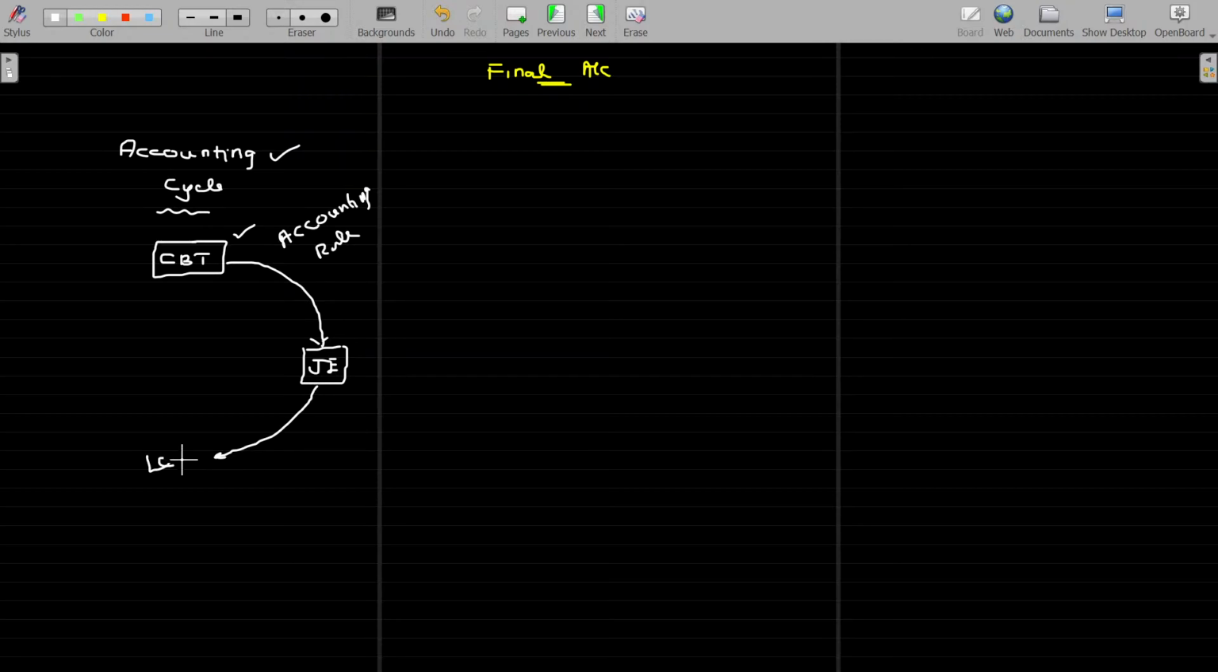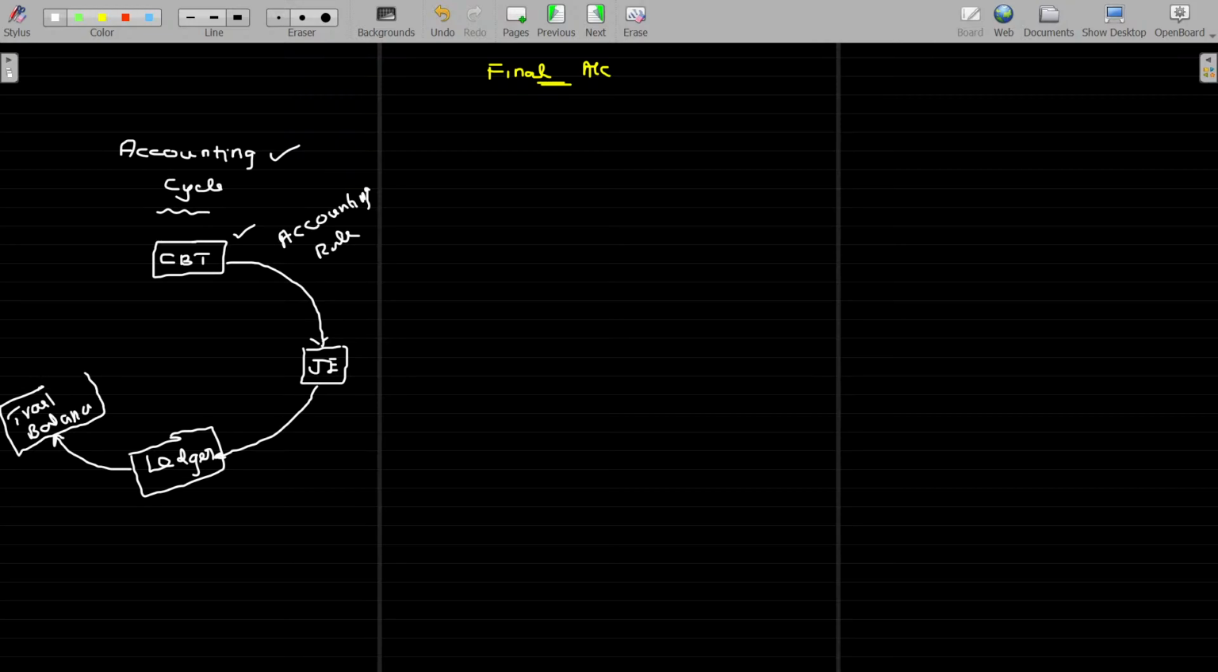named as ledger posting. So first one is passing the journal entry. We use the term passing or journalizing. In this case, ledger preparation, posting. After the ledger preparation, we summarize that, which is called trial balance. The balances of ledger presented as a statement is called trial balance.